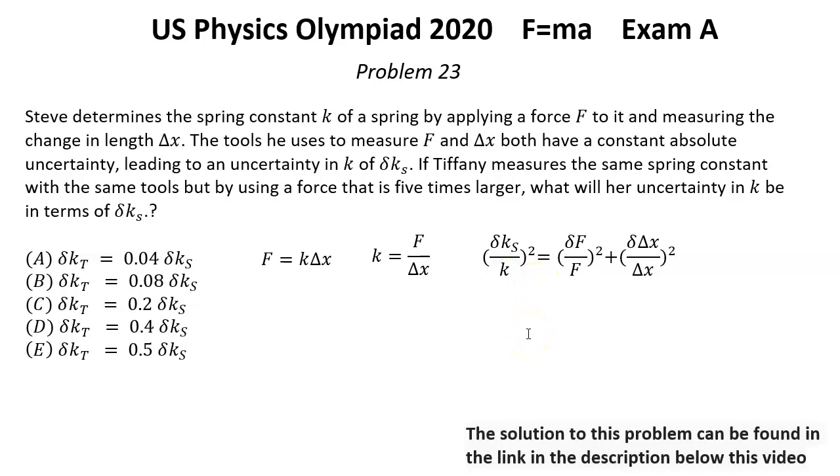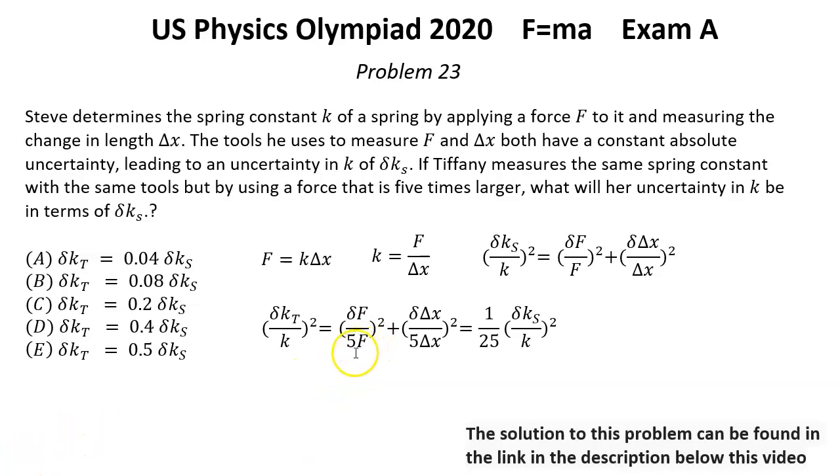For Tiffany, we have another formula. We have a force 5 times greater. It means that the extension will be 5 times greater for this spring, but the absolute uncertainty is the same. It means that from here we can find that delta K for Tiffany equals 0.2 delta K for Steve. And this is answer C, and that was the solution for problem number 23.